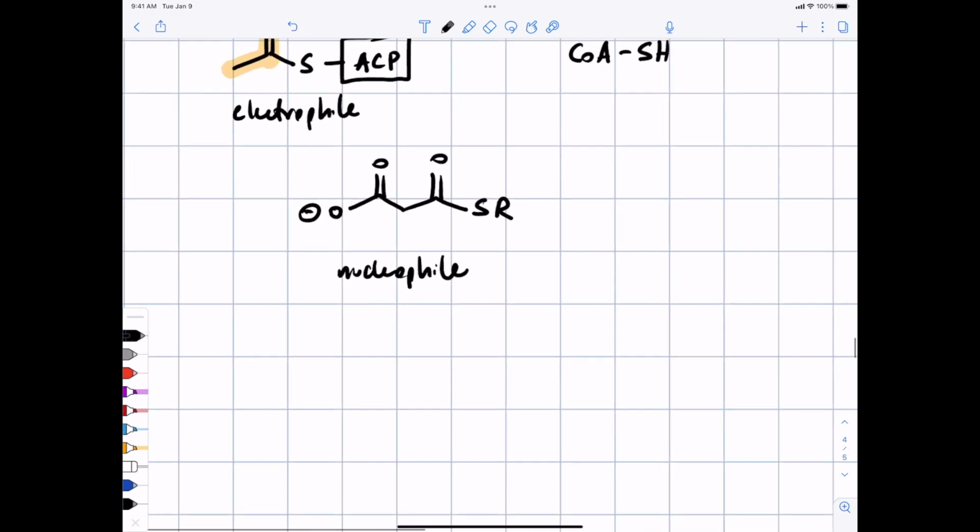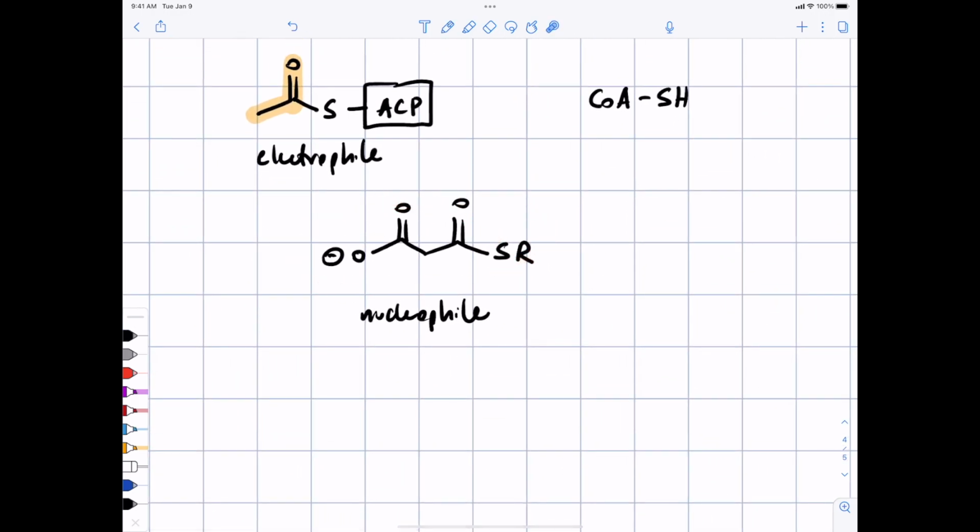Before we get too far, what do you notice about the structure of that nucleophile? What's its structural pattern, similar to things you've seen before? A beta keto or beta carbonyl acid. And those are prone to decarboxylation.